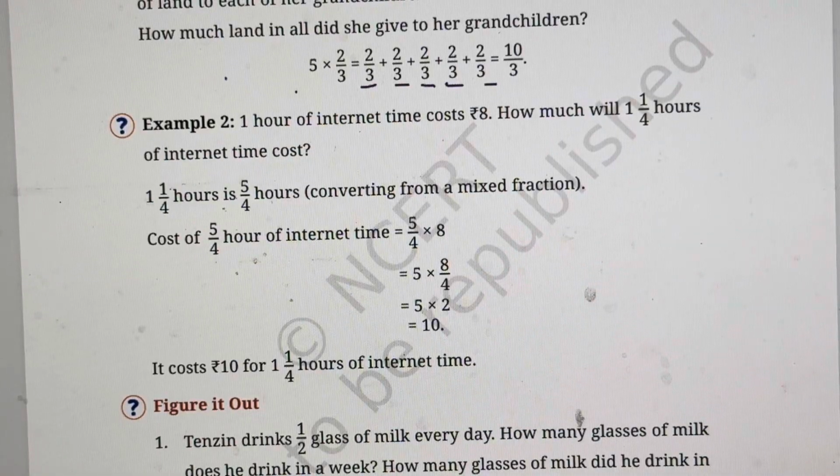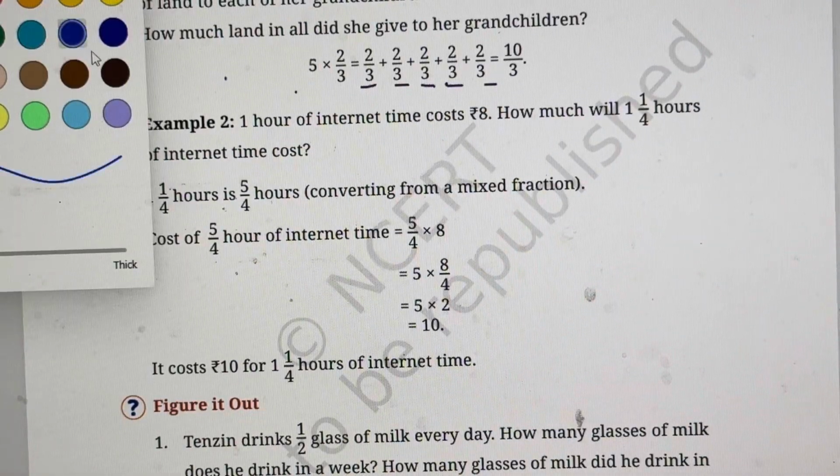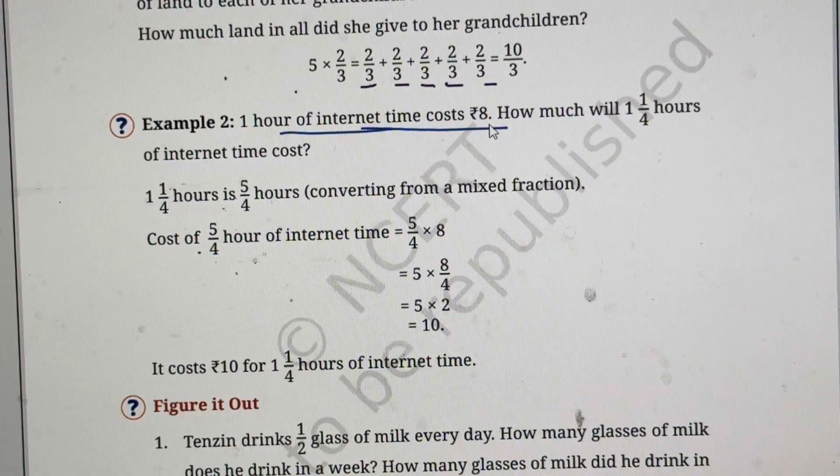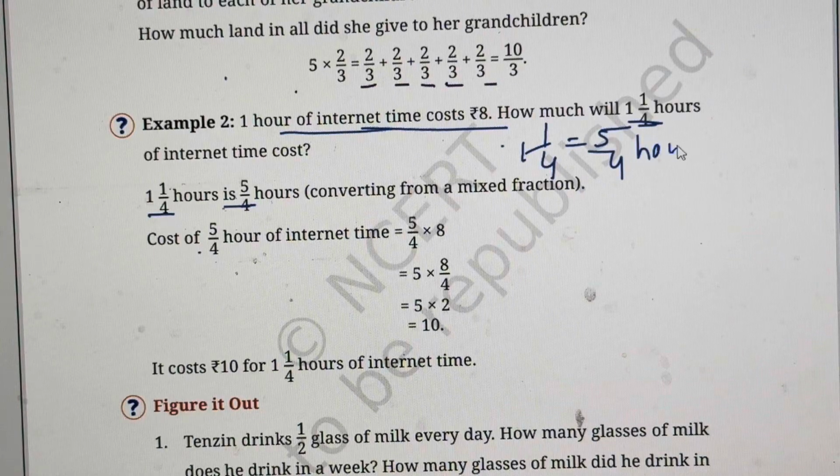Example number 2. 1 hour of internet time costs rupees 8. How much will 1 1/4 hour of internet time cost? Right. So what happens in word problems? First, children don't know how to decide whether you have to multiply or divide. And when fractional numbers are there, they can get confused more. So don't be confused. First of all, if it is a mixed fraction, convert it into improper. So how do we convert 1 1/4? 4 ones are 4 plus 1, that is 5 upon 4. So first you do that, that is 5 upon 4 hours.